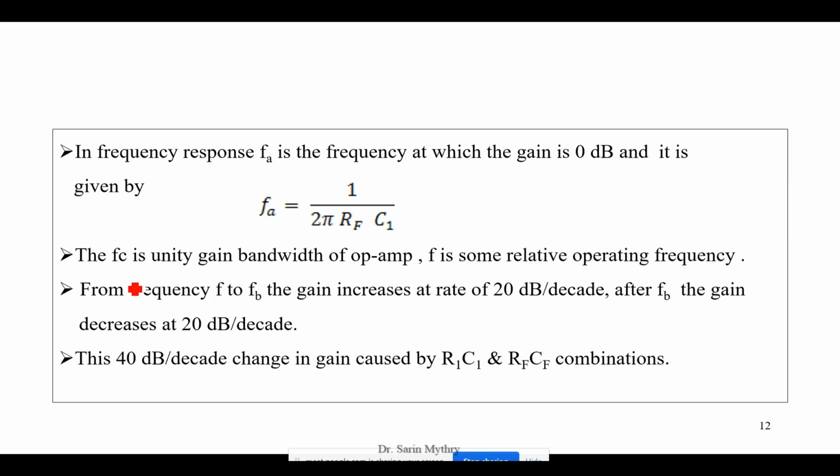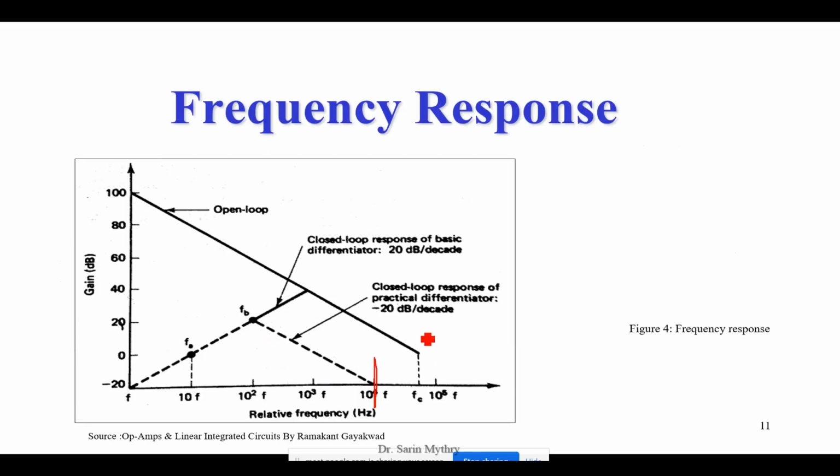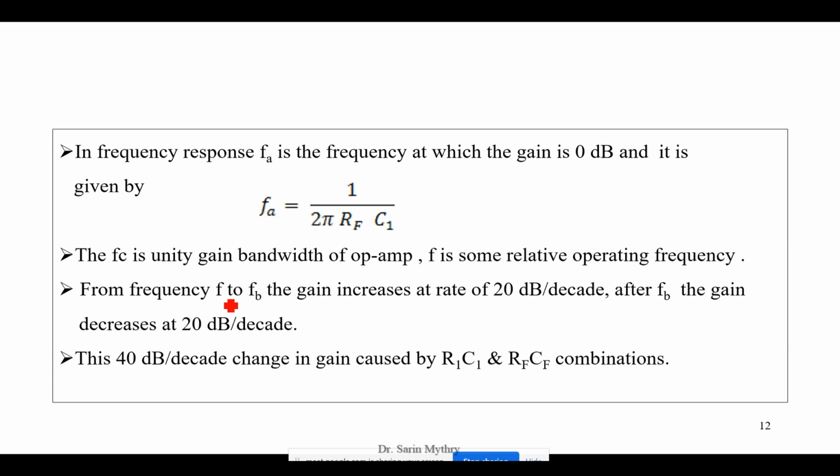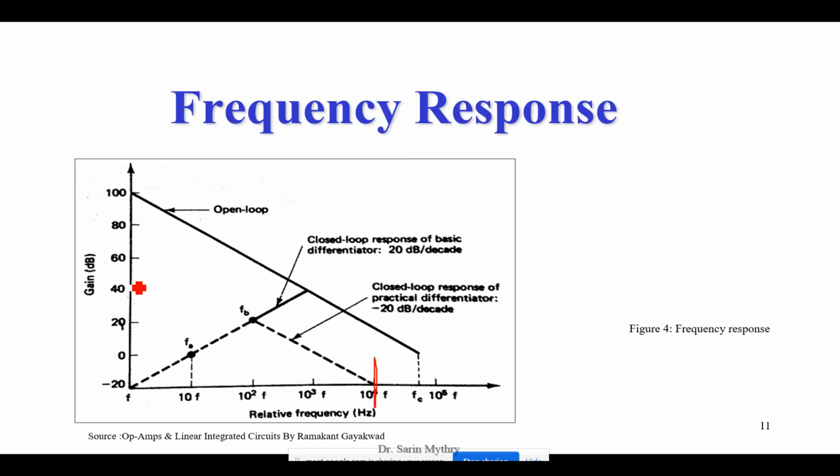And this one we know what FC is here. Now we are talking about FC in terms of the first case. In terms of the first case, for the open loop op amp, this is FC. And from the frequency FA to FB, the gain increases at the rate of 20 dB per decade. And after FB, the gain is decreasing at 20 dB per decade. You can see here now, from FA to FB, what is happening here?